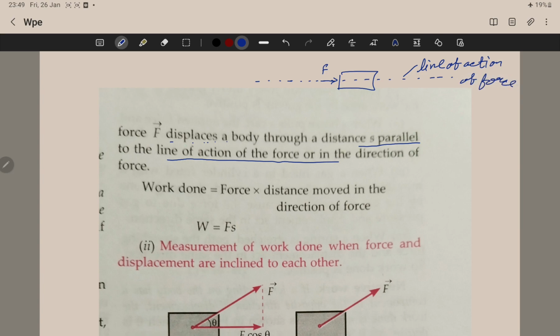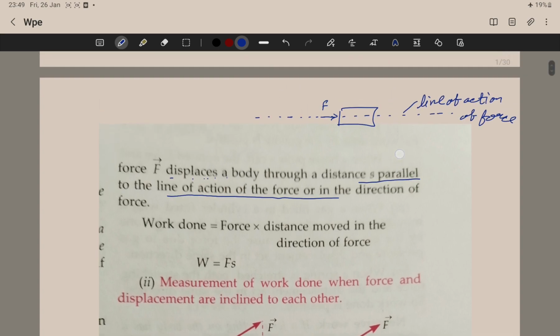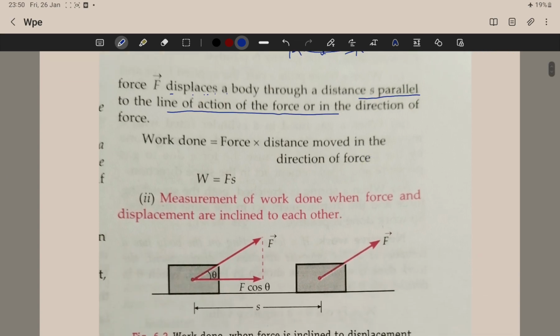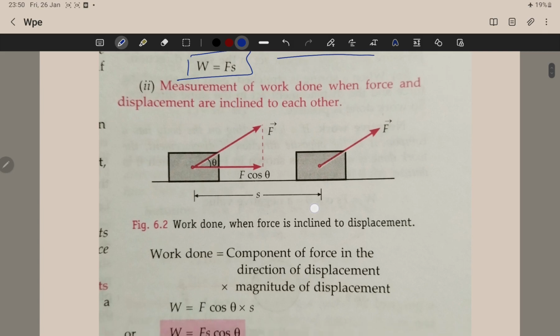So if the force displaces a body through a distance, and this distance is parallel to the line of action of the force, whatever the distance, it can be either this side or this side, the distance is parallel to this line of action. They both are parallel, in the direction of the force. Then we can use this formula: work will become force into displacement, the product of force and distance moved in the direction of force. So this becomes our work done.